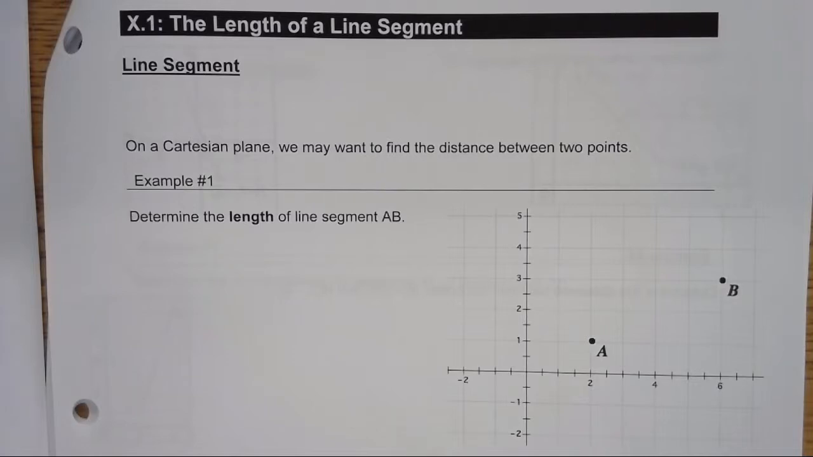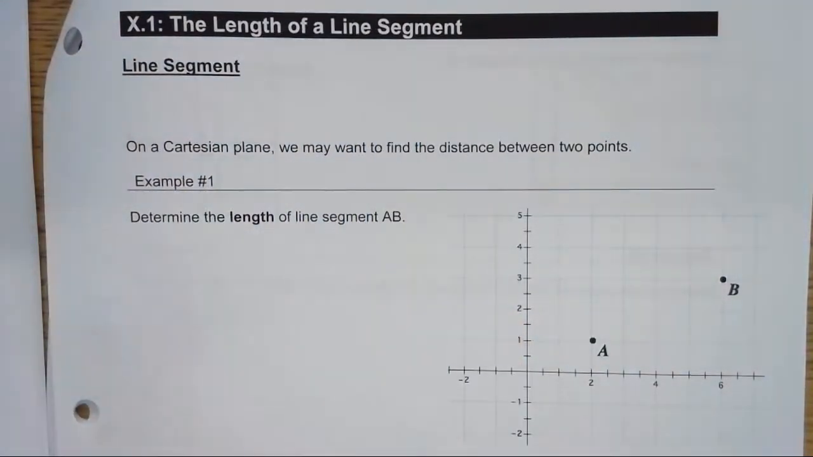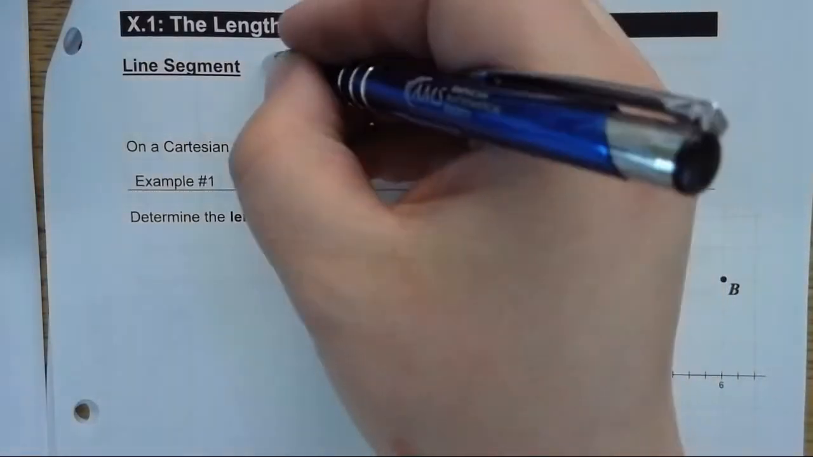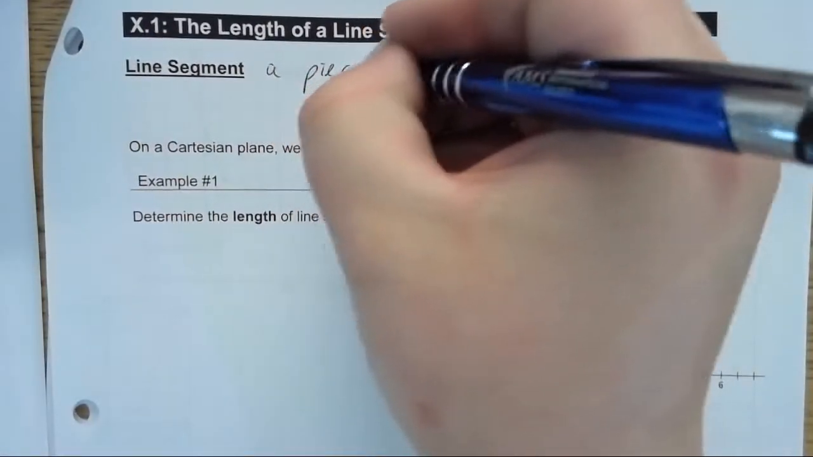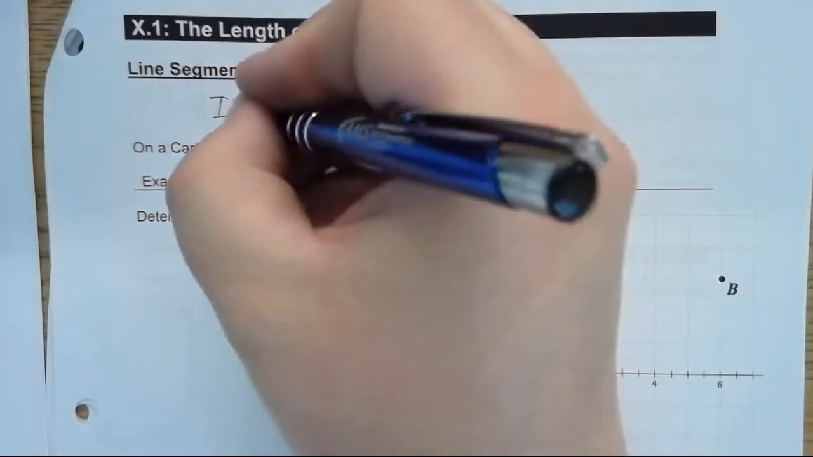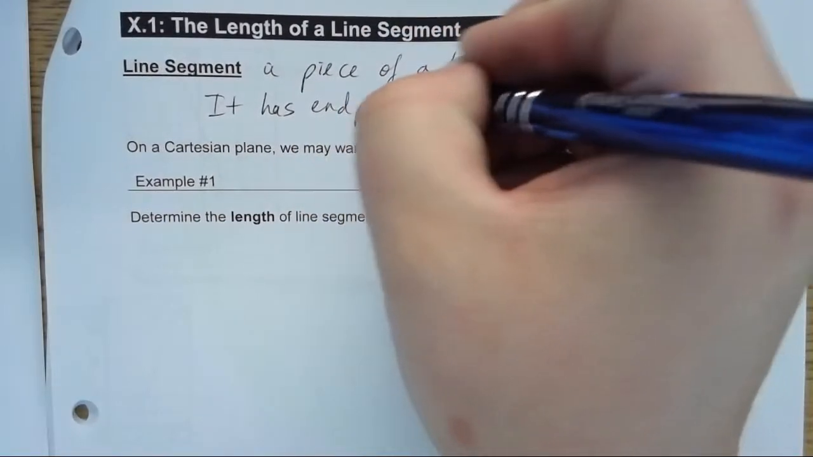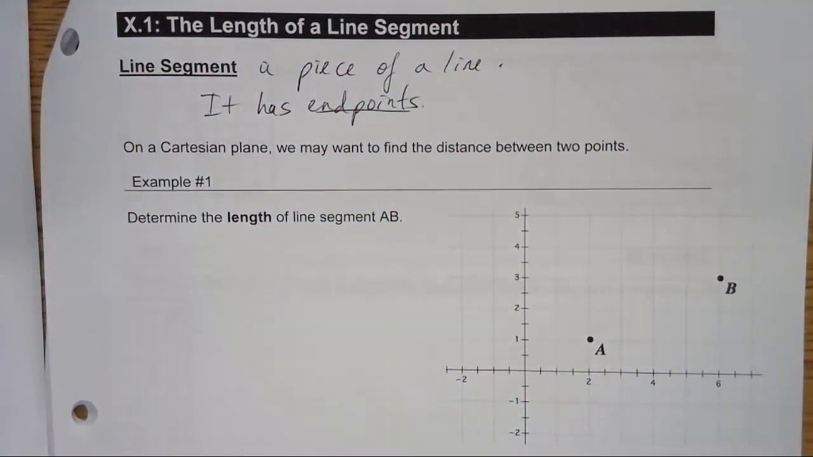The first one is called the distance formula. The distance formula tells you how long a line segment is. Recall that a line segment is a piece of a line, and it has end points. By definition, a line goes forever in both directions. That's why we usually put arrows on them when we graph them last unit. But this is going to be an actual line segment.